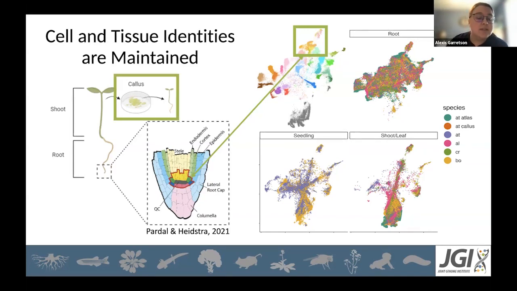So the other type of data we had in here, which is a little bit different from some of our other single cell data, was callus data. And calluses are regenerating plant tissue, so you can cut it off and it's able to regrow, sometimes a whole seedling. And so we were interested to see where this callus data was ending up.